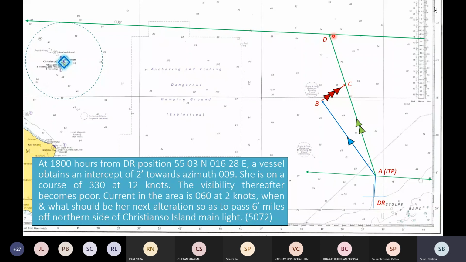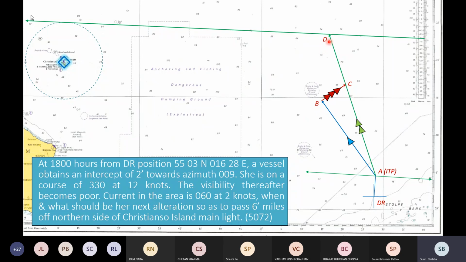So one part of the question is already done. They asked us when should be her next alteration of course. Once we know our ETA at Delta, we know what is the time when we should be altering our course. Now let's find out the second part of the question. We want to find out the course to steer to reach or pass 6 miles off from this particular lighthouse.